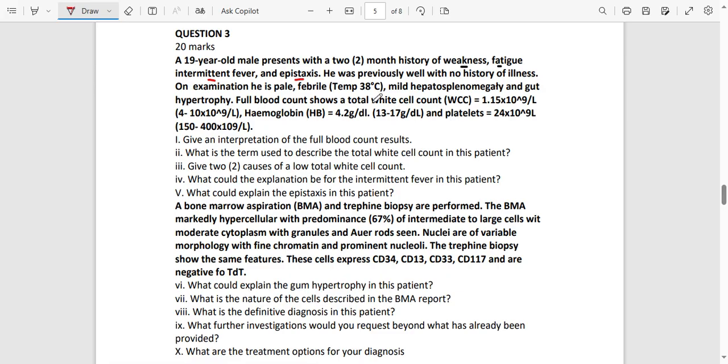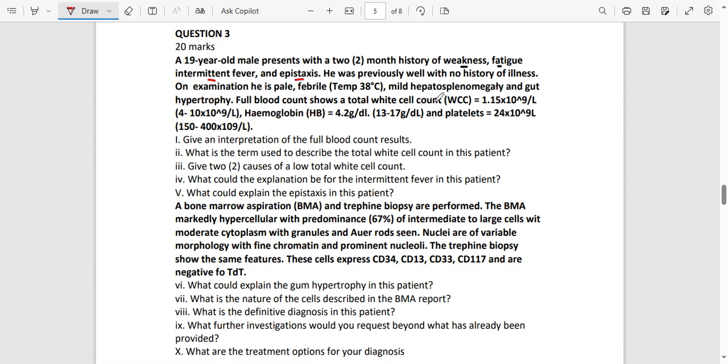Full blood count shows the total white blood cell 1.5 times 10 to the power 9. The normal is 4 to 10. So you can see that's less. Hemoglobin is 4.2. The normal is 13 to 17, that's less. Platelets is 24, the normal is 150, that's also less. Give an interpretation of the full blood count results. What would be the interpretation?